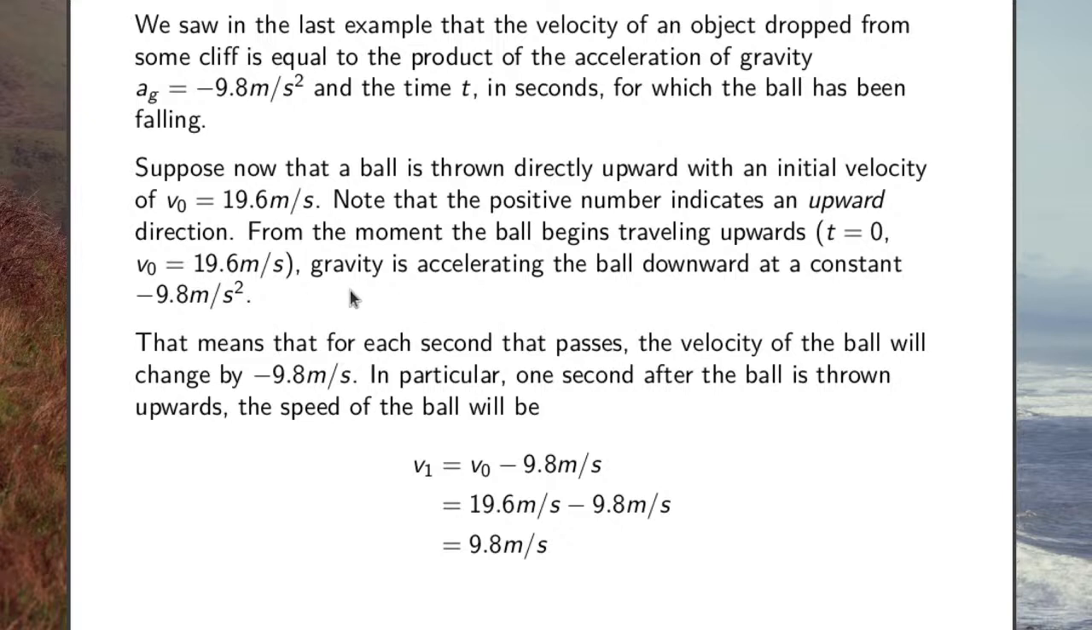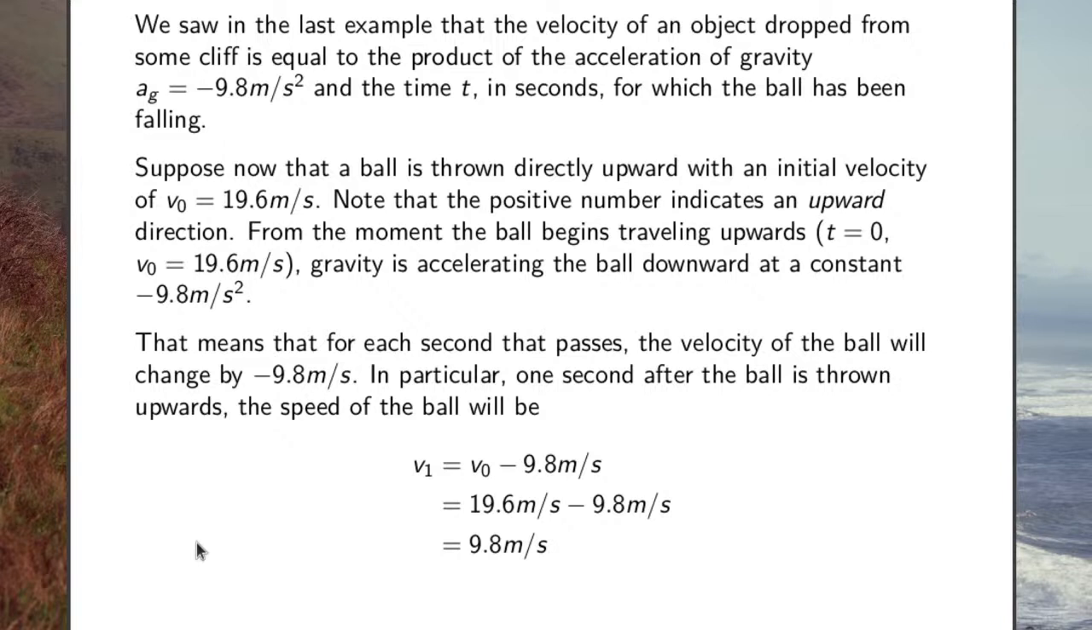But just like always, gravity is accelerating the ball downwards at this constant negative 9.8 meters per second squared. So what that means is that for every second that passes, the velocity of the ball is going to change by negative 9.8 meters per second.